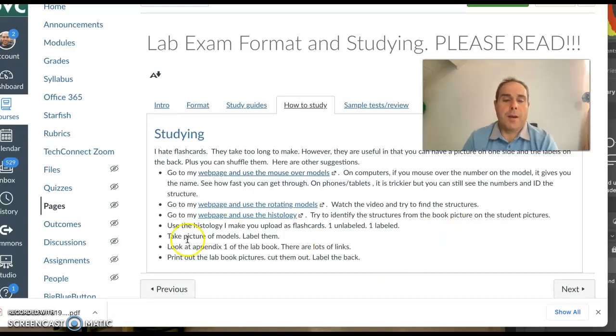For lab, I'm going to have you upload histology. That's sort of a sneaky way to make you have all the histology as well. So you have it all on your phone, so you could go through the histology and say, oh, what tissue is this on my phone? And the appendix of your book.